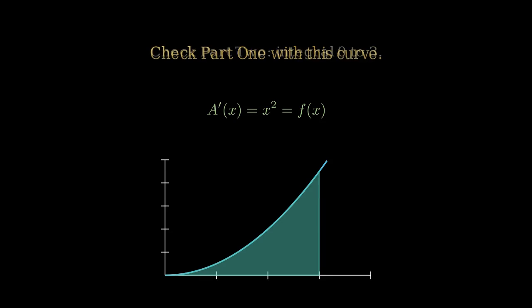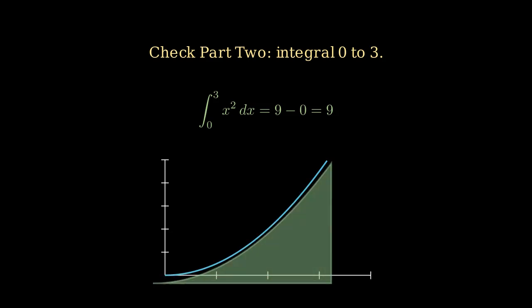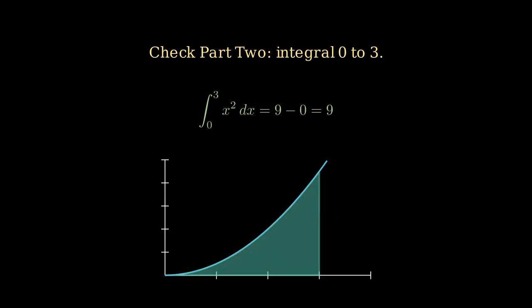Now for part 2, we want the integral from 0 to 3 of x squared dx. Using our formula, this equals F of 3 minus F of 0. F of 3 is 3 cubed divided by 3, which is 27 divided by 3, which is 9. F of 0 is 0, so the integral equals 9 minus 0, which equals 9. If your earlier guess was close to 9, well done, you were thinking like the theorem.